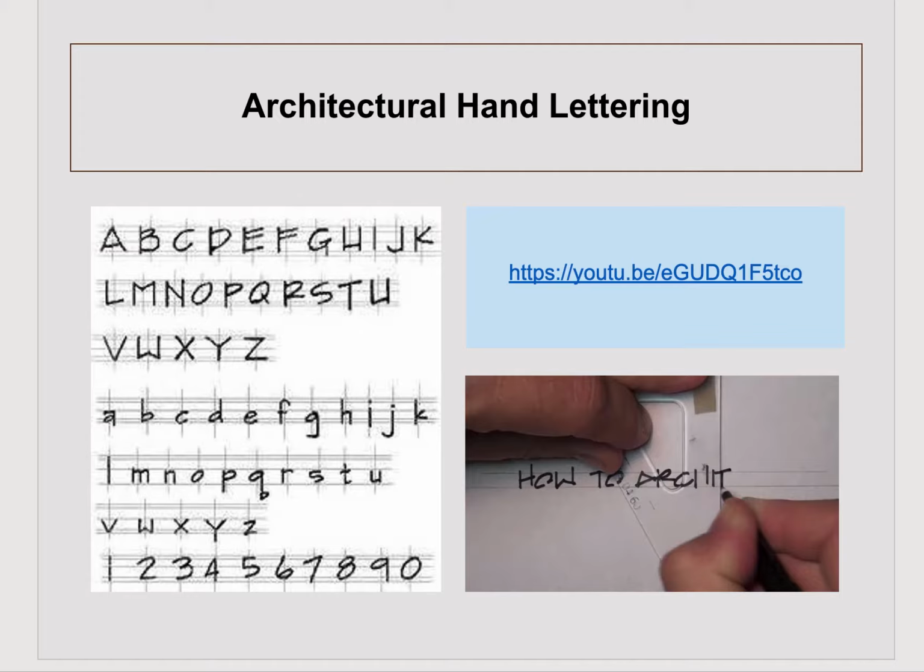Just a quick word about architectural lettering. That video will, someone else's video, pre-recorded to show you how to draw like an architect. When I was a student, we had to take giant sheets of paper, create these lines, guidelines, and letter over and over and over until we filled the whole sheet.